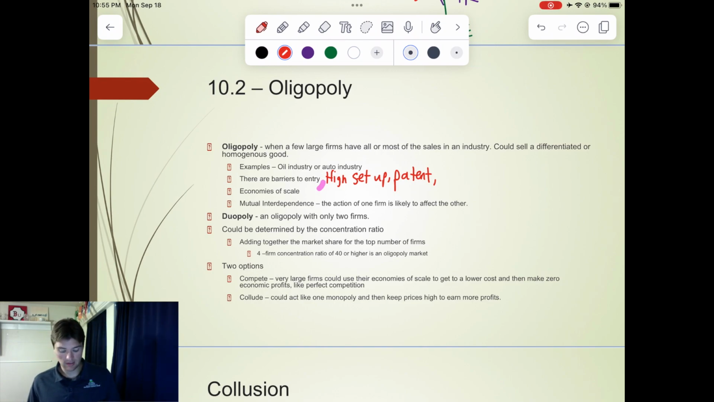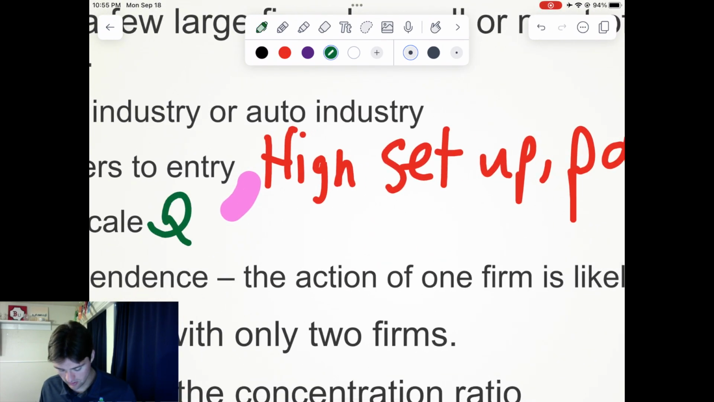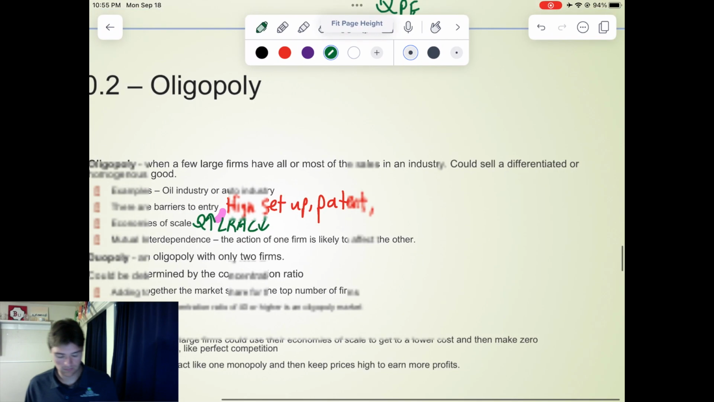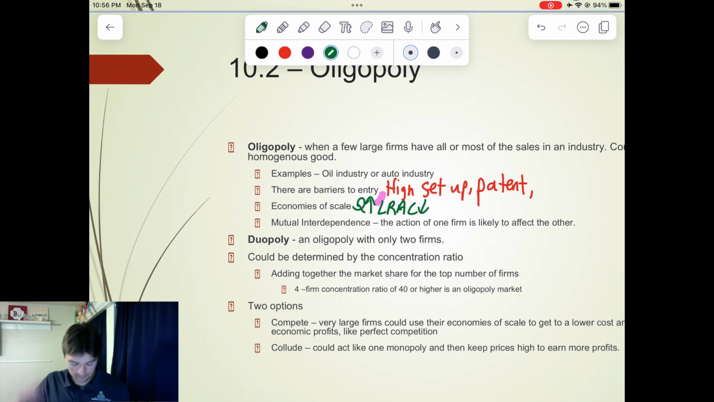firms. The next thing is that they do have economies of scale. Remember, economies of scale was where if the quantity is going up, the average cost is going down. Higher quantity, lower cost. And that's what's happening with oligopolies: they're really, really large, so they're able to take advantage of the economies of scale. And this is the most important part here: they are mutually interdependent, meaning that the action of one firm is likely to affect the other.